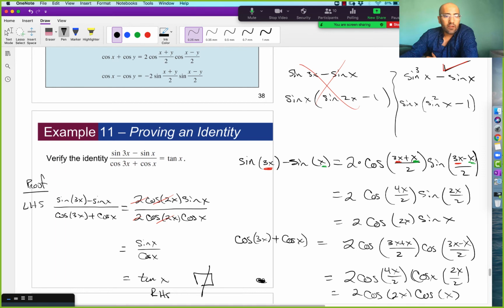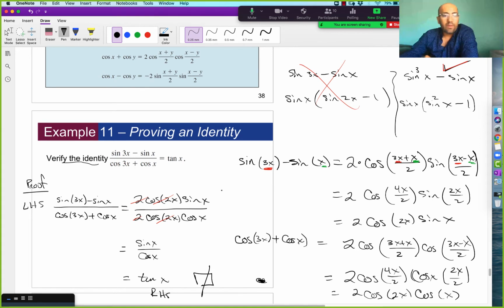Right? Whenever they say verify or prove an identity, you need to put it in this form. Start on one side, and then do work, work, work, work, work, transforming, canceling, reducing, until eventually you get to the other side. Right? Do not make the mistake of multiplying both sides of the equal sign by the denominator. Right? We're not solving an equation here. You don't want to do that.